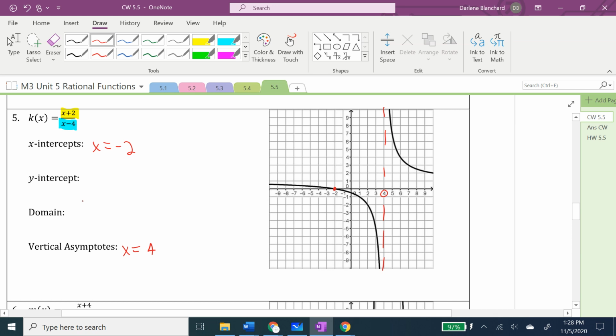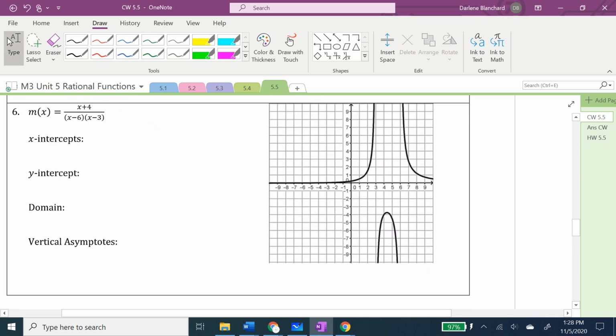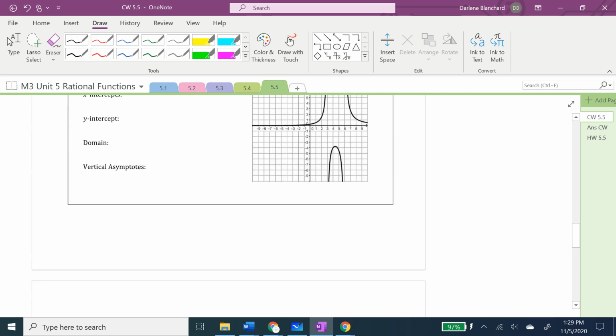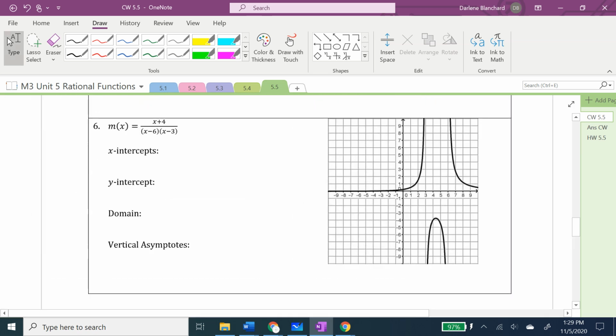The domain is everything except what makes the denominator 0. The y-intercept is what I get when I plug 0 into my x's, so 0 plus 2 divided by 0 minus 4. And -1/2 definitely looks like a y-intercept on the graph. And I think this one is now finally, yes, this is the last one. And then I'll show you what I have with the answers for how to go about finding these things.